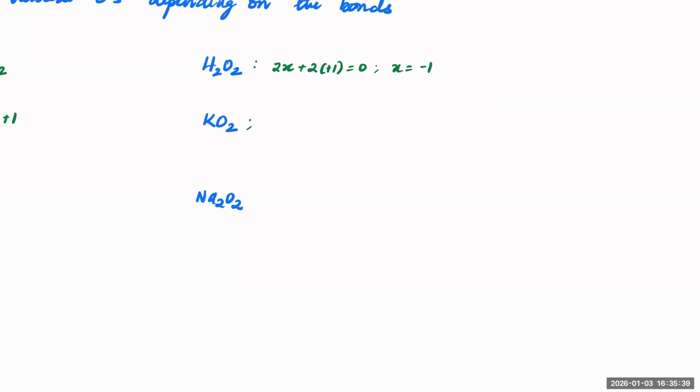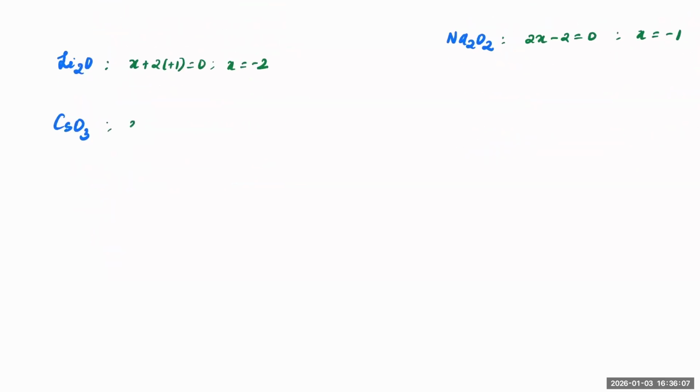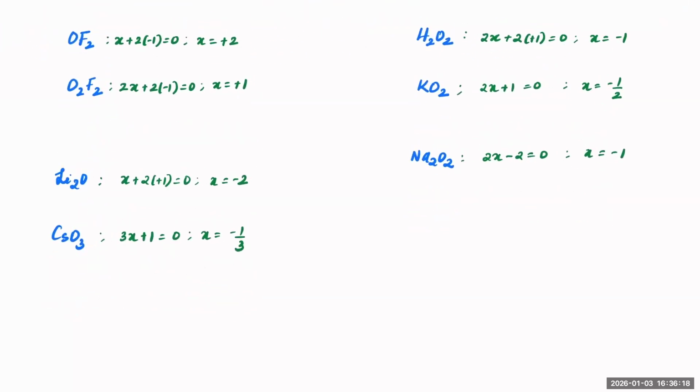Here we have 2X plus 1 equals 0. We are getting X equal to minus half. So here 2X minus 2 equals 0. X we are getting as minus 1. While here we have X plus 2 times plus 1 equals 0. So I'm getting X equal to minus 2. While here 3X plus 1 equals 0. X is equal to minus 1 by 3. These are all the values which you are getting in different cases.